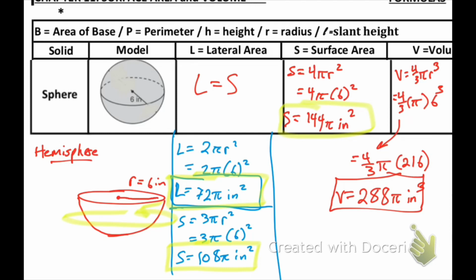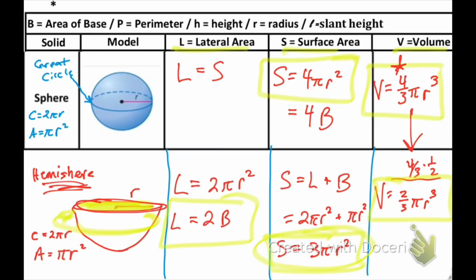Well, let's go and look at the volume of my hemisphere. Now remember, our formula here is 2/3 pi radius cubed. So I could just plug that in and calculate it. That'd be totally fine if you did 2/3 times pi times 6 cubed and then solved.